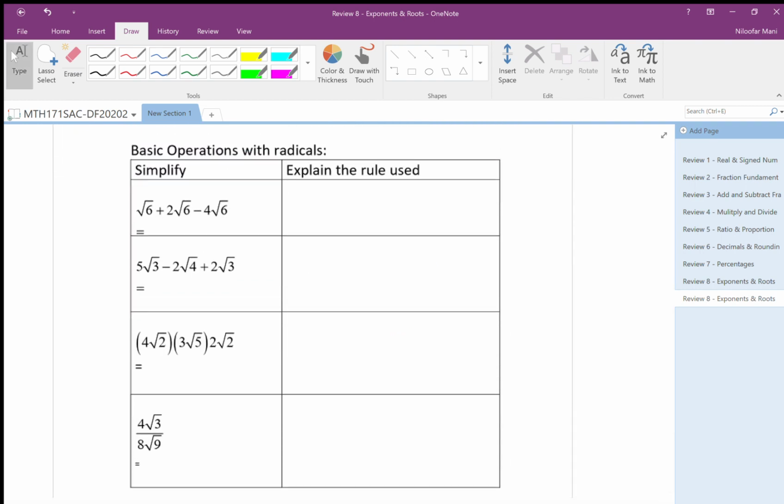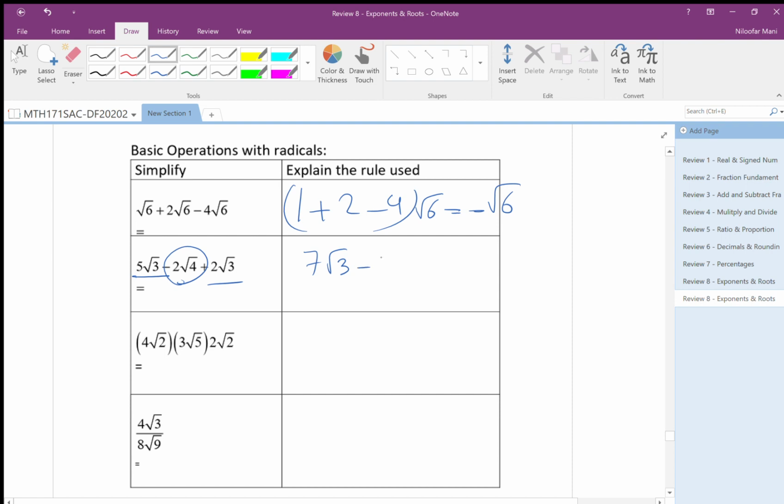Okay, so here you can do practice on these. Okay, 1 plus 2 minus 4. I have 1 apple, and I have 2 apple, and I have minus 4 apple. So it is 1 plus 2 minus 4 radical 6, which is minus radical 6. How about this one? I have 5 radical 3. So I have this one and this one alone. Okay, so it is 7 radical 3 minus 2 times 2, which is 7 radical 3 minus 4.